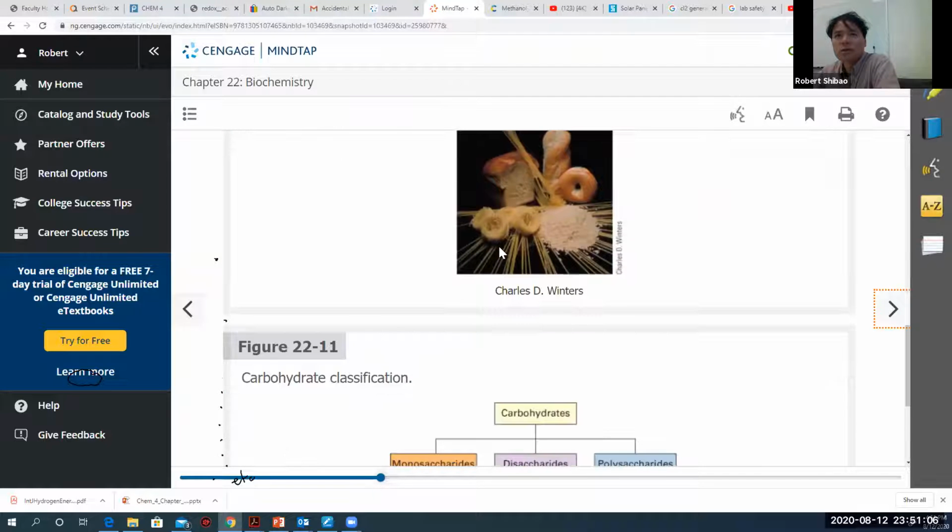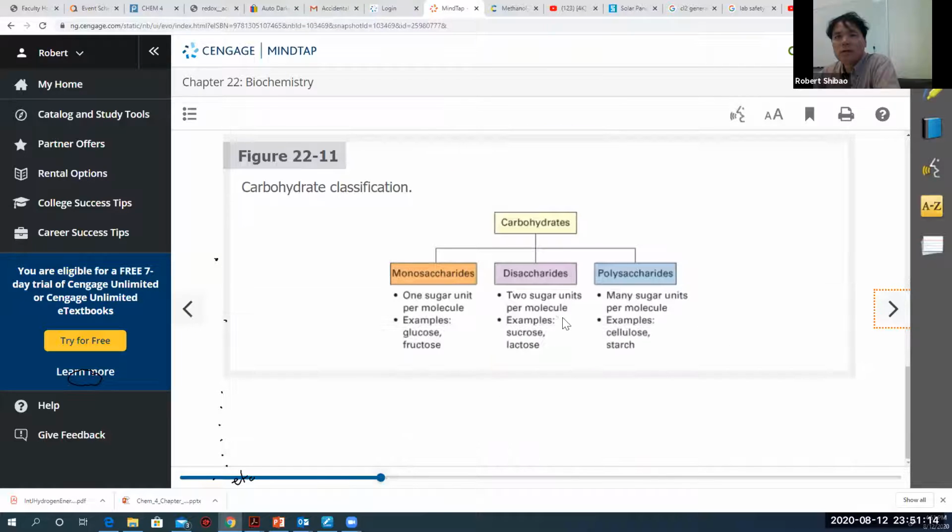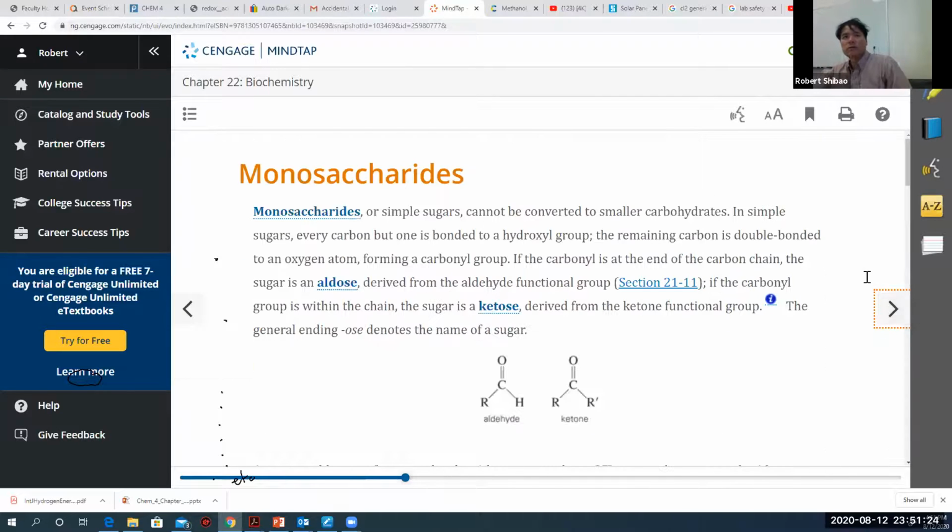Carbohydrates are sugars, like glucose, sucrose, fructose. These are all fuels, energy molecules. Carbohydrates, CHO. Glucose is an example of a monosaccharide. Sucrose is an example of a disaccharide. These are sugars, high energy fuels.